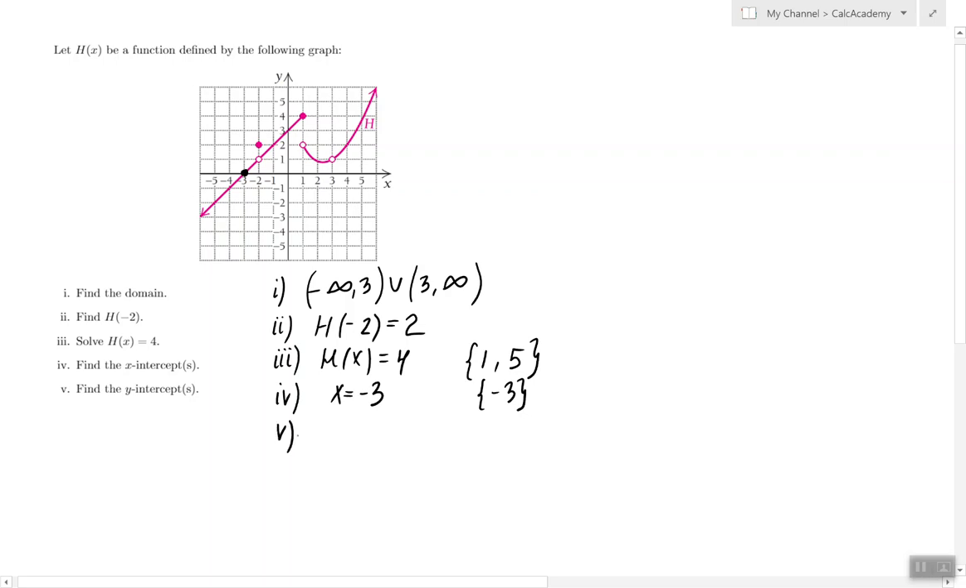And similarly we can identify the y-intercept. The y-intercept will be 3. So these are the answers to all of the questions about function h.